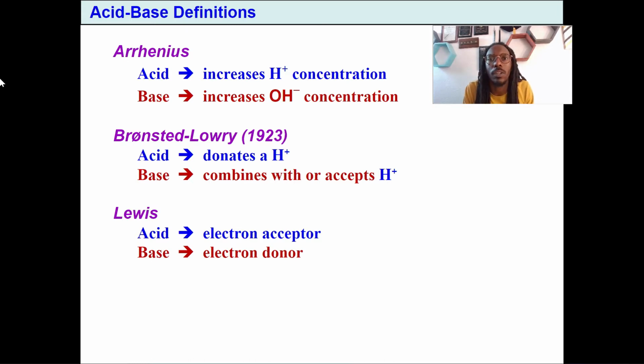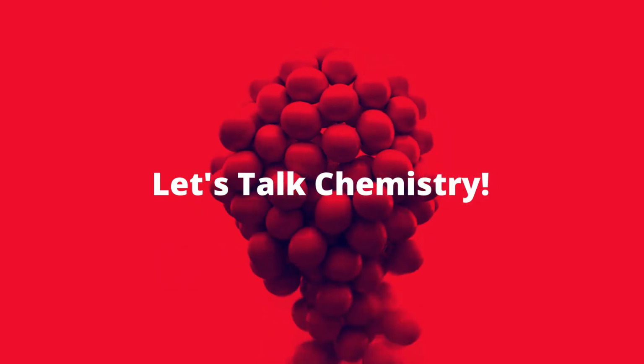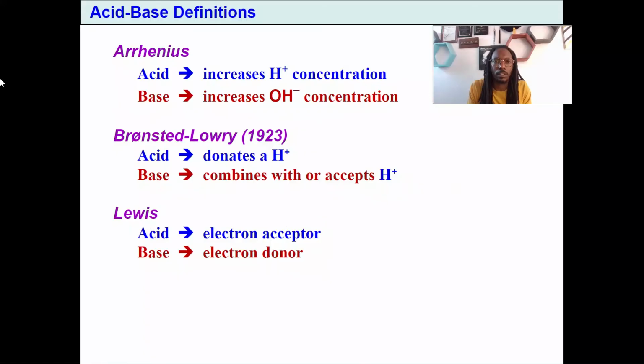Let's talk about chemistry. All right, so real fast, we're about to give you three definitions that you should know for acids and bases. Technically all of these are correct. They're just a different way of saying what an acid or base is.